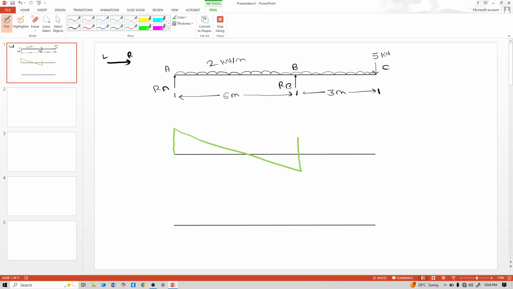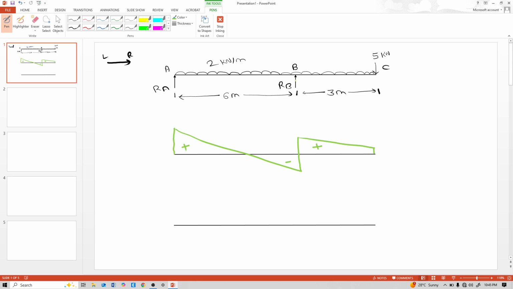Again see B to C portion, there is UDL. UDL means inclined line. And again see this 5 kN downward concentrated point load, so downward shear. So here positive, negative, positive. So on which support, at support A or at support B, is shear maximum? At which support, between RA and RB, is shear maximum?